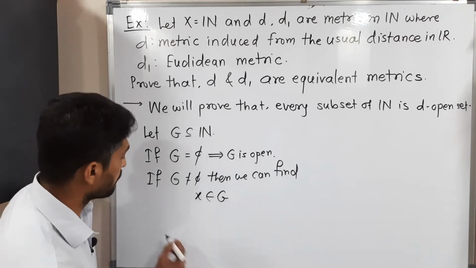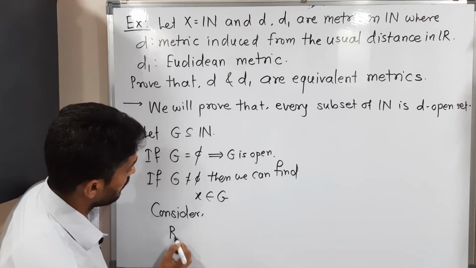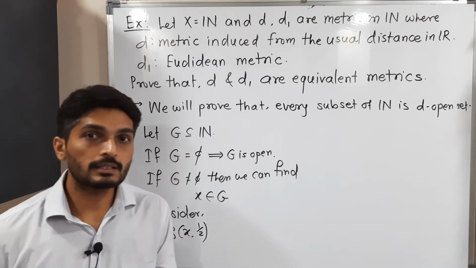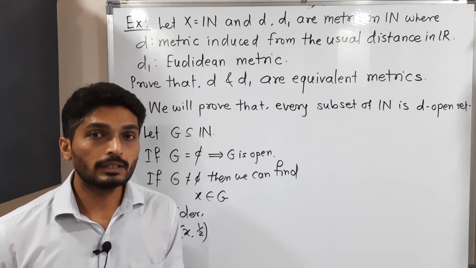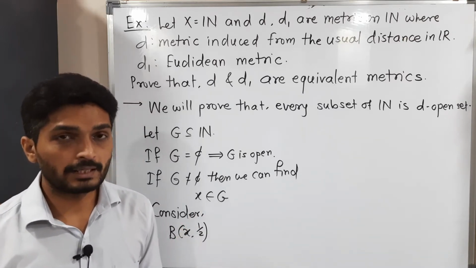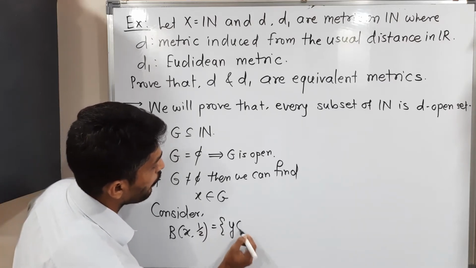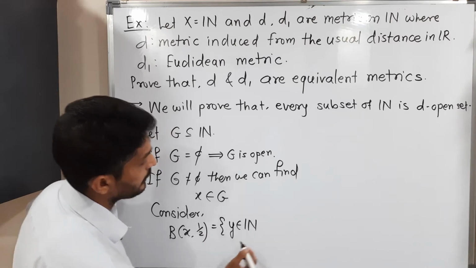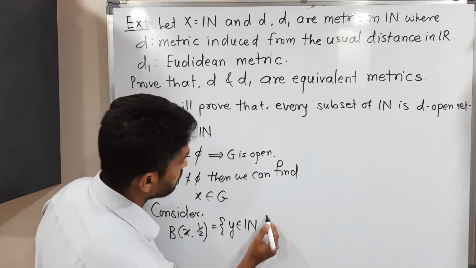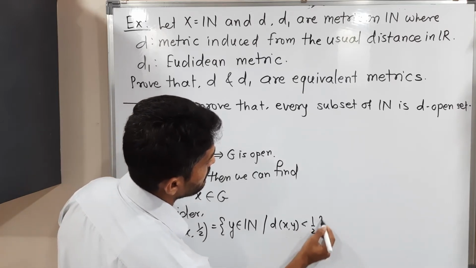So let us consider a ball. I am considering a ball B(x, 1/2) with center x and radius half. This open ball I have considered. I am going to prove that this open ball is a subset of G. Let us find the open ball first. You know that the open ball is defined in this way: y belongs to N, since the given set is the set of natural numbers, such that the distance between x and y is less than the radius, that means half.